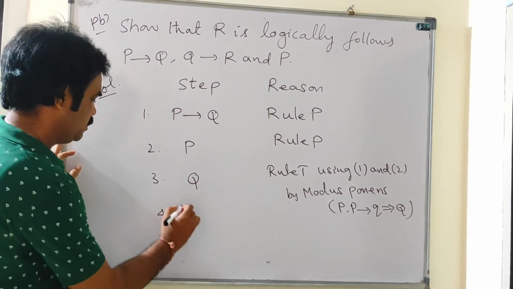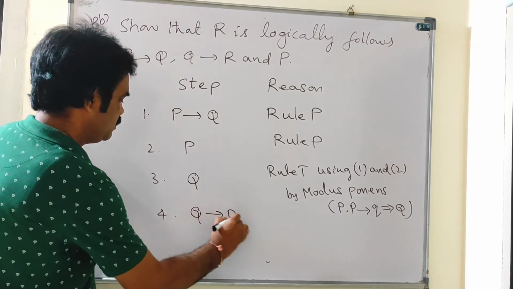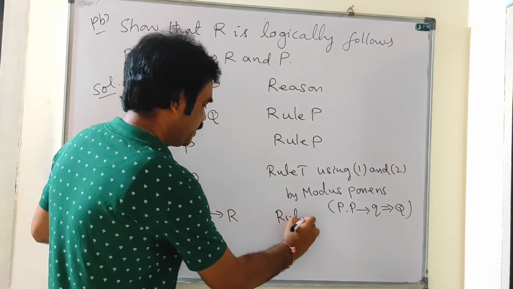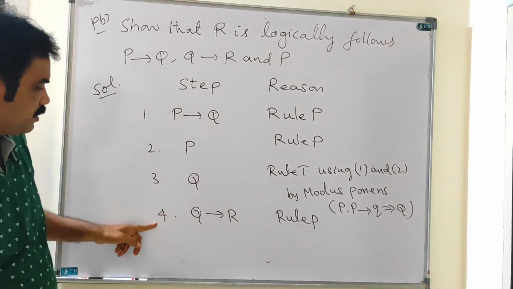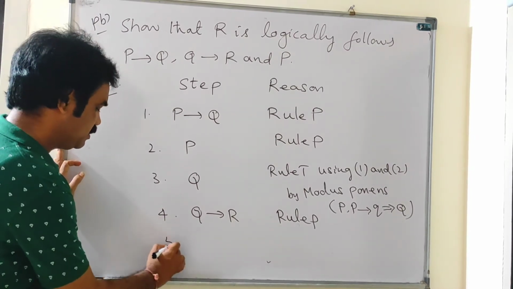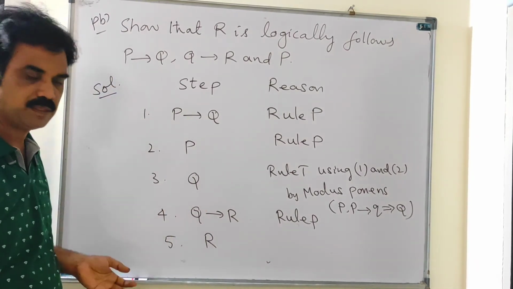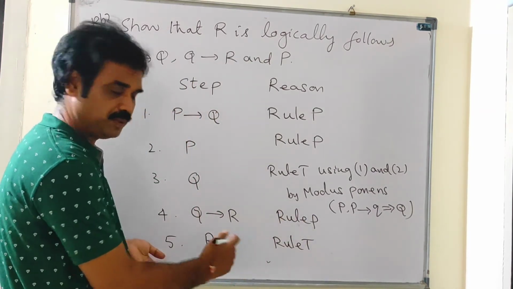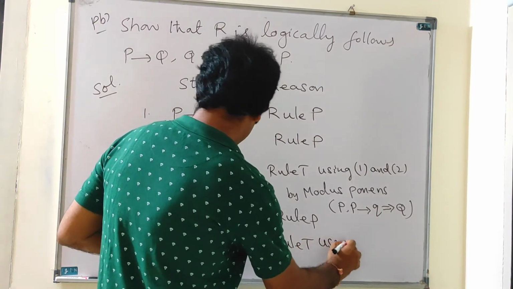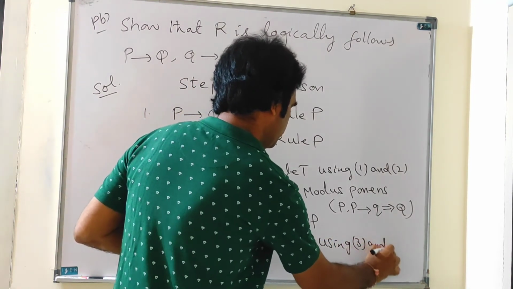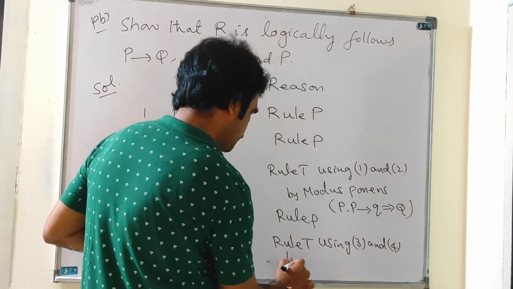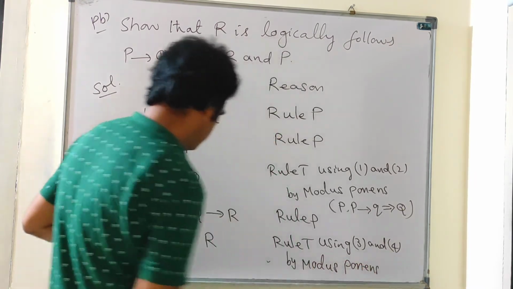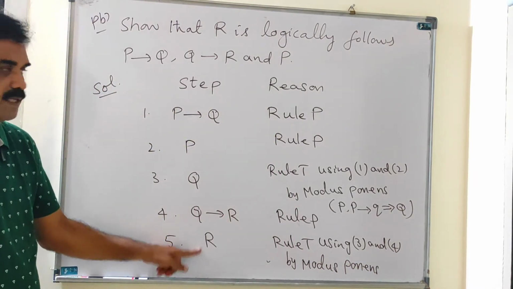Next, fourth step: Q implies R. This is in the given premises. If you introduce a premise, that is rule P. Now observe 3 and 4: Q and Q implies R. From this we get R, again by modus ponens. Rule T: if you use a formula, rule T, using 3 and 4 by modus ponens. Hence R is the conclusion from the given premises.